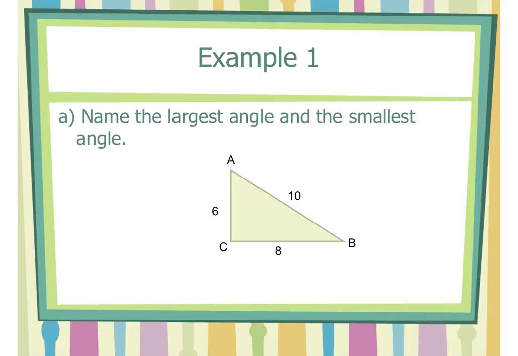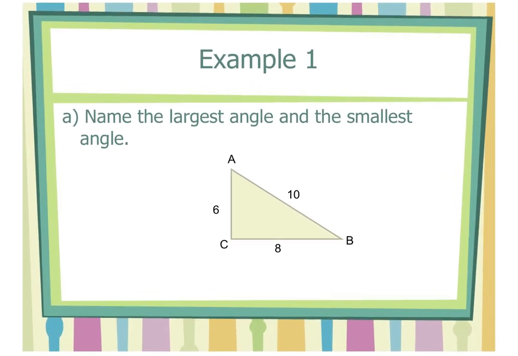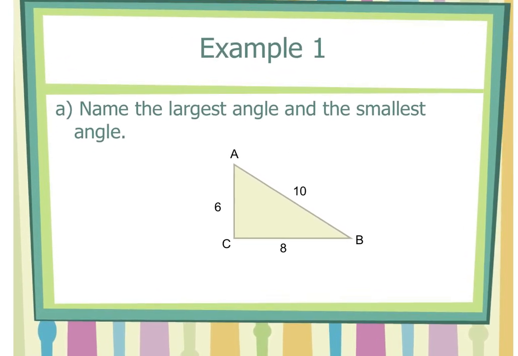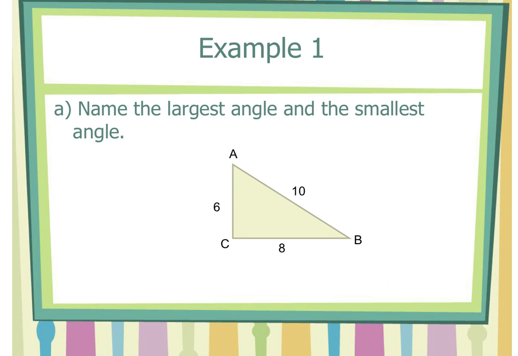Okay. All right. Example 1. Name the largest angle and the smallest angle. Well, let's name the largest first. Largest is angle C. Why? Because 10's the biggest side, right? Which angle is opposite 10? Angle C. Do you guys see that? Okay, what is the smallest angle?